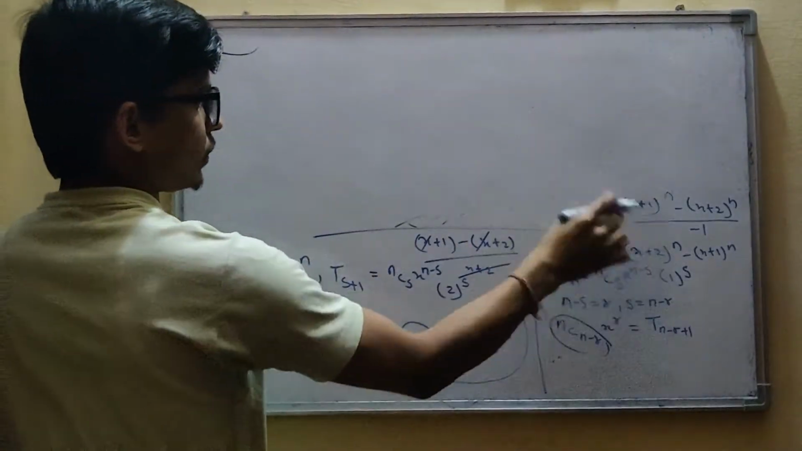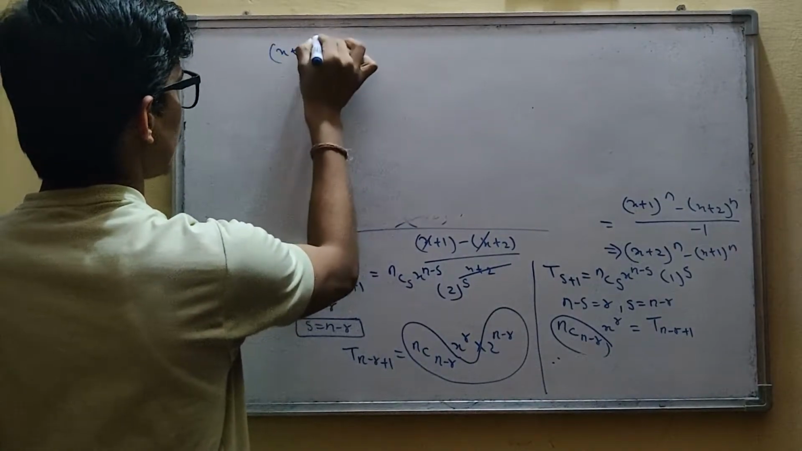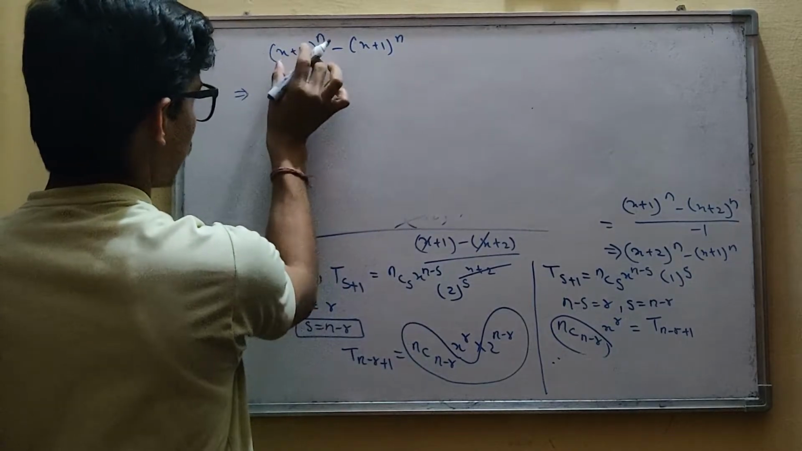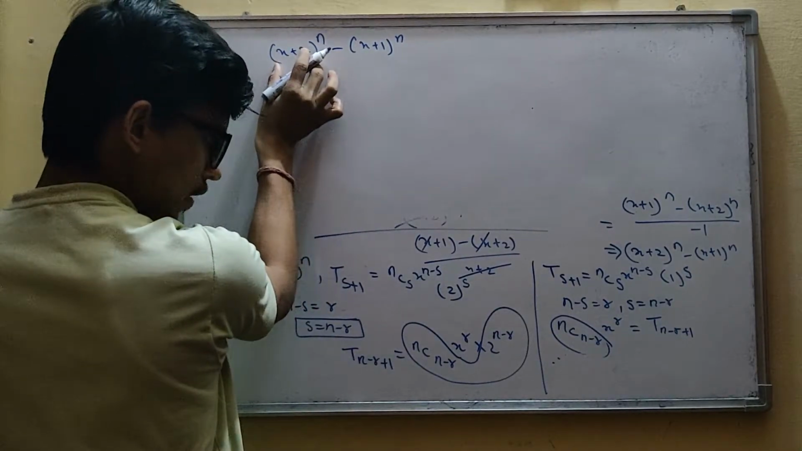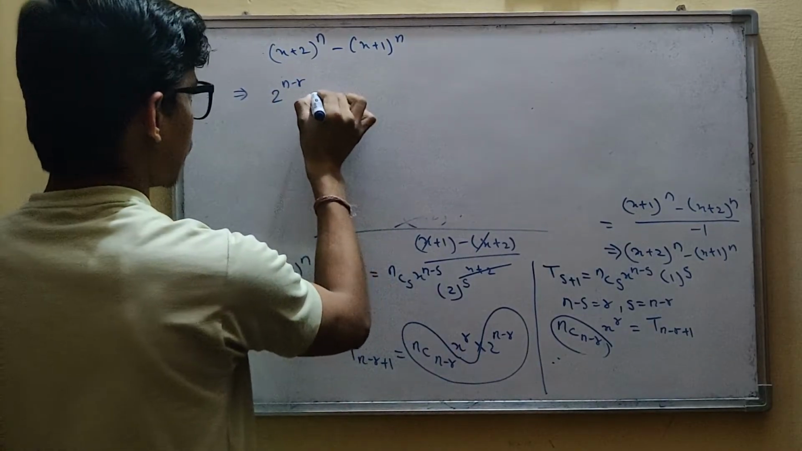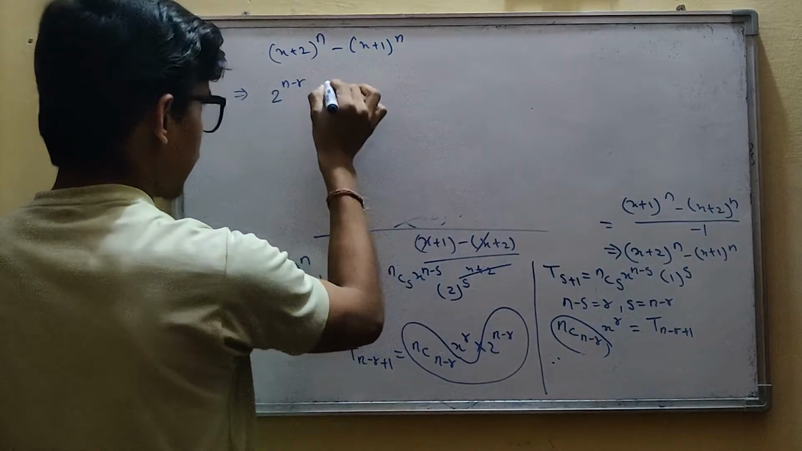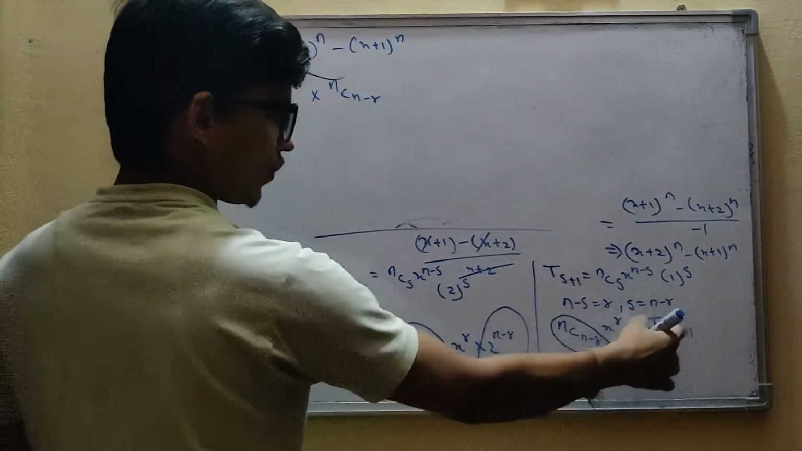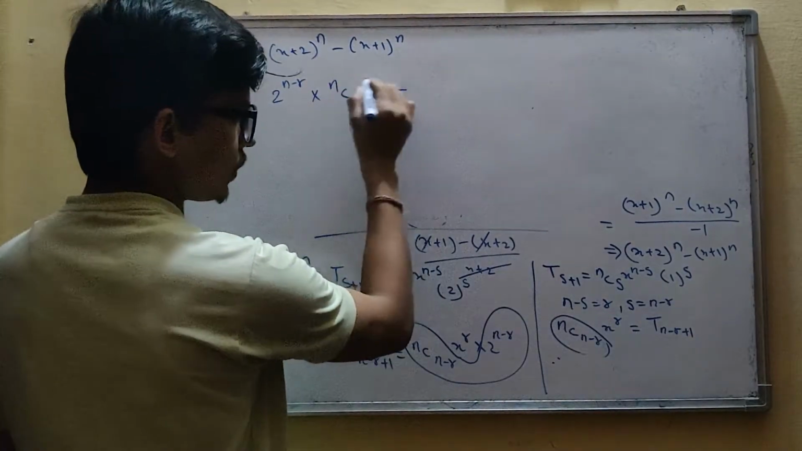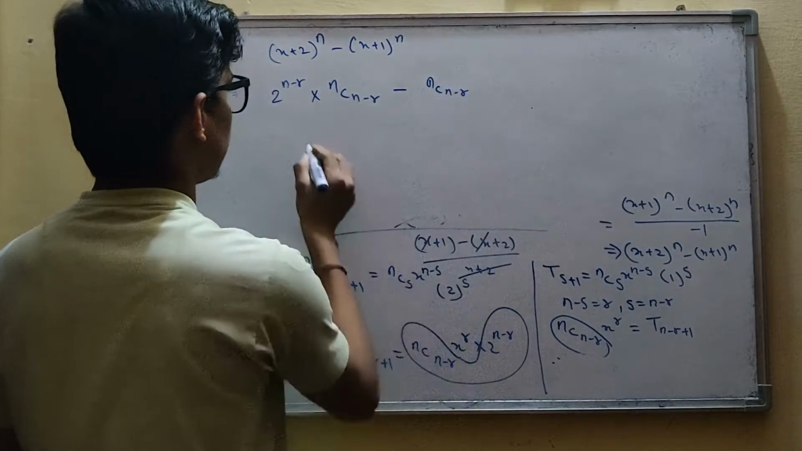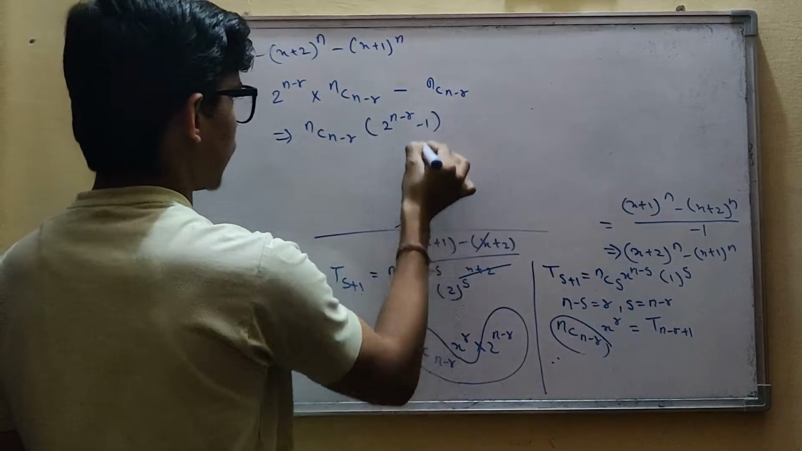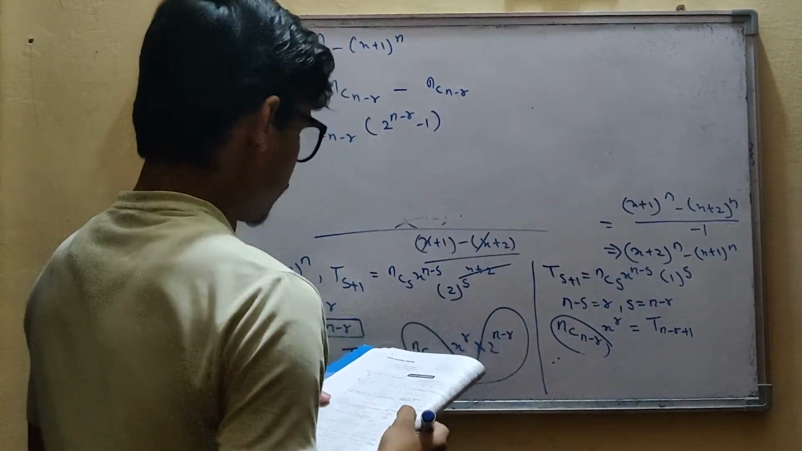So this becomes (x+2)^n minus (x+1)^n. In this, the coefficient of x^r in the expansion of (x+2)^n is 2^(n-r) into nC(n-r). And for the other one, it is nC(n-r), so minus nC(n-r). Okay, so if I take nC(n-r) as common, the answer is 2^(n-r) minus 1.